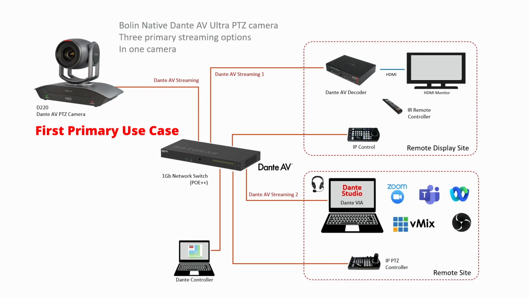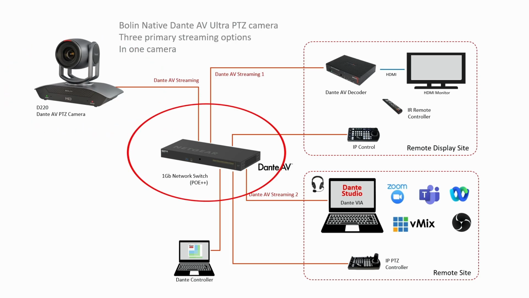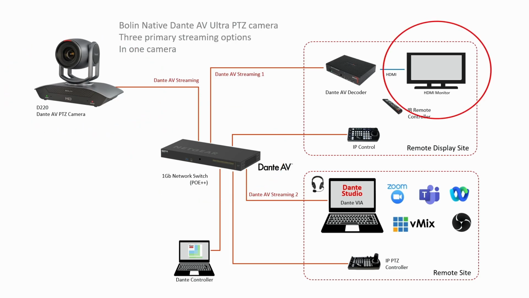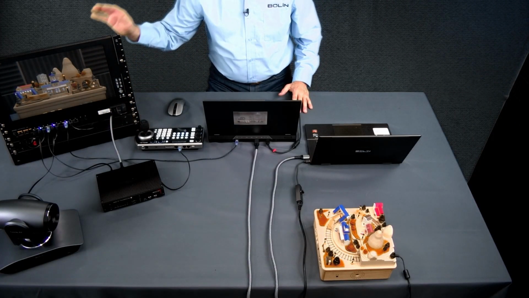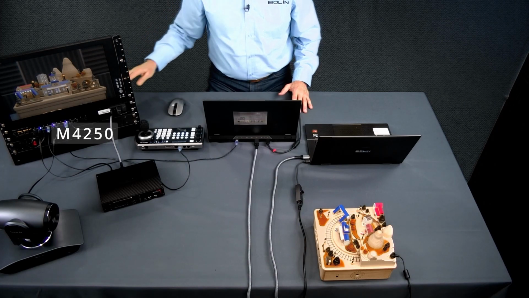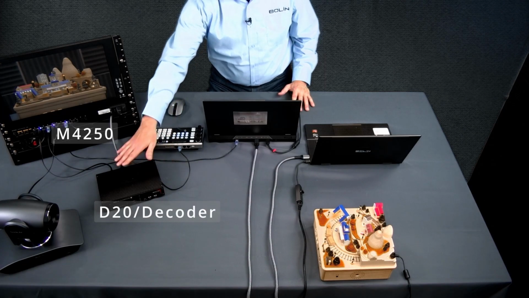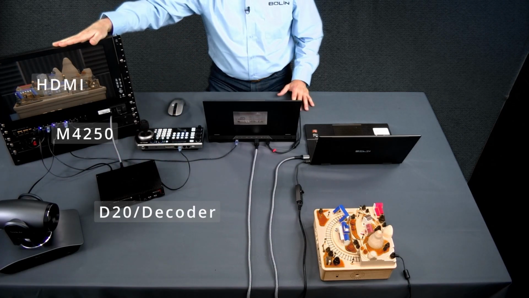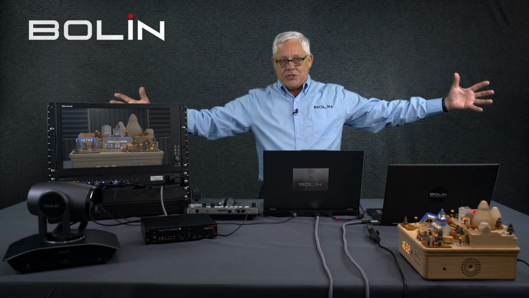When you need to take a Dante AV video signal, send it across a network to a large screen in front of an audience, then Dante AV Ultra hardware is the way to do that. Let me show you. What we have here today is our camera sending its signal across to our network switch, which is then routed by Dante Controller into our decoder and then sent HDMI out to this display in our case, but it could be any display, any large display, the kind that's going to be viewed by an audience.